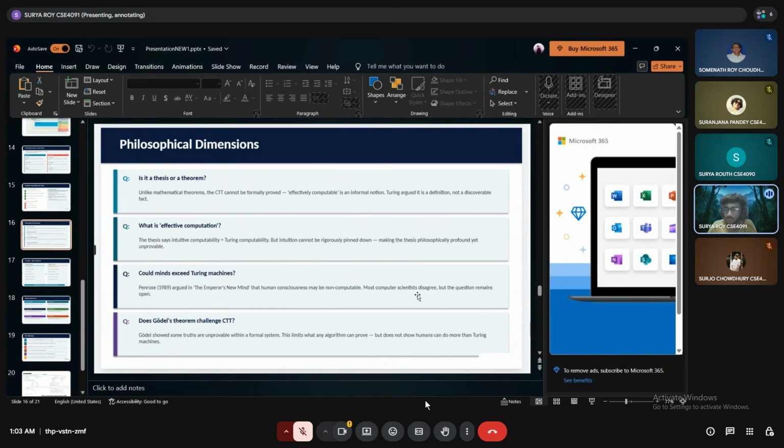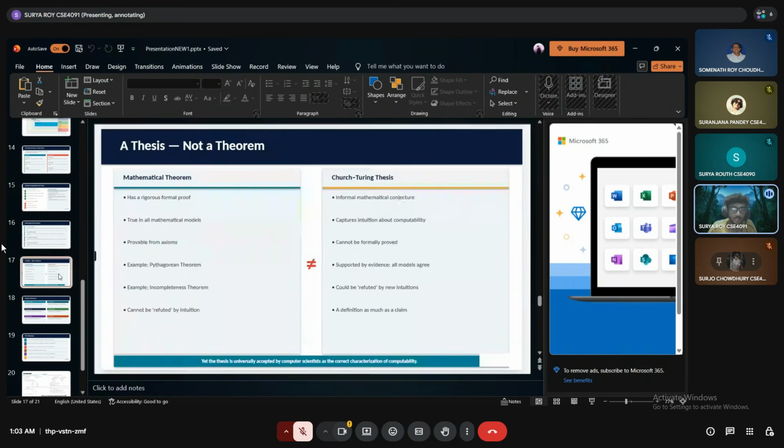Most computer scientists disagree, but the question remains open. Question 4. Does Gödel's theorem challenge CTT? Gödel showed some truths are unprovable within a formal system. This limits what any algorithm can prove, but does not show humans can do more than Turing machines. Moving on to the next slide.